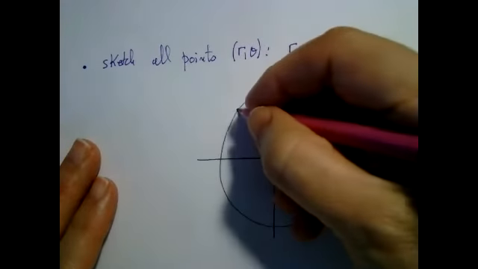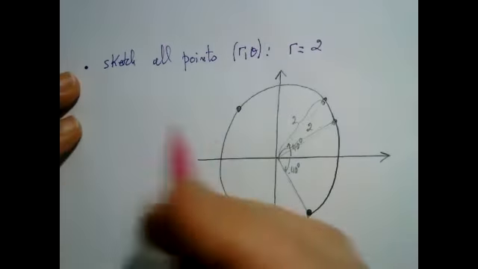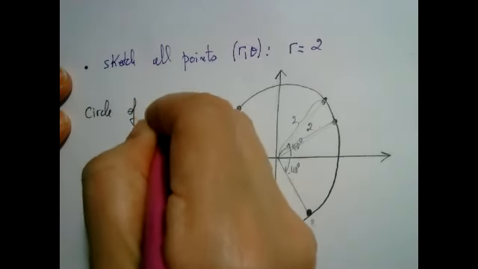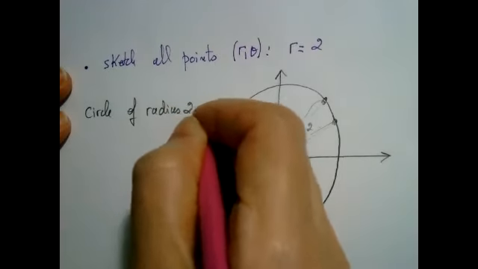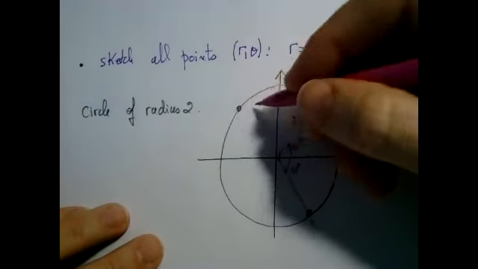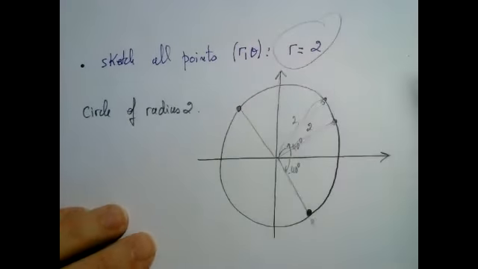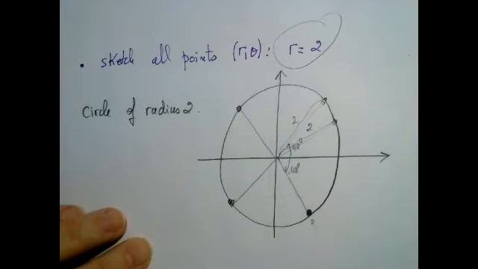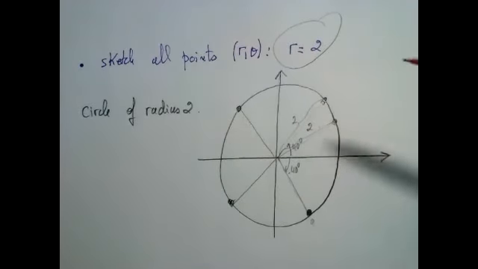Every point on this circle. A circle of radius 2, so we're going to get a circle of radius 2. Crucial: every point on this circle has the property that r is equal to 2. Every point on the circle, the r is equal to 2. And that's really exactly what we are doing. And that's the importance of polar coordinates. It's an easy way to describe a circle. So I can describe a circle as all the points whose polar coordinates satisfy r equal to 2. It's a very easy way to describe a circle.